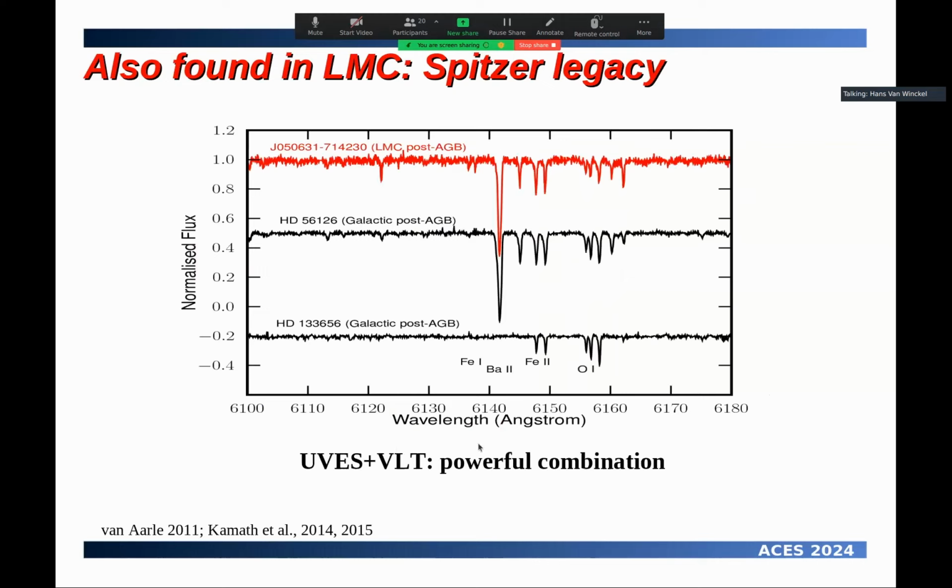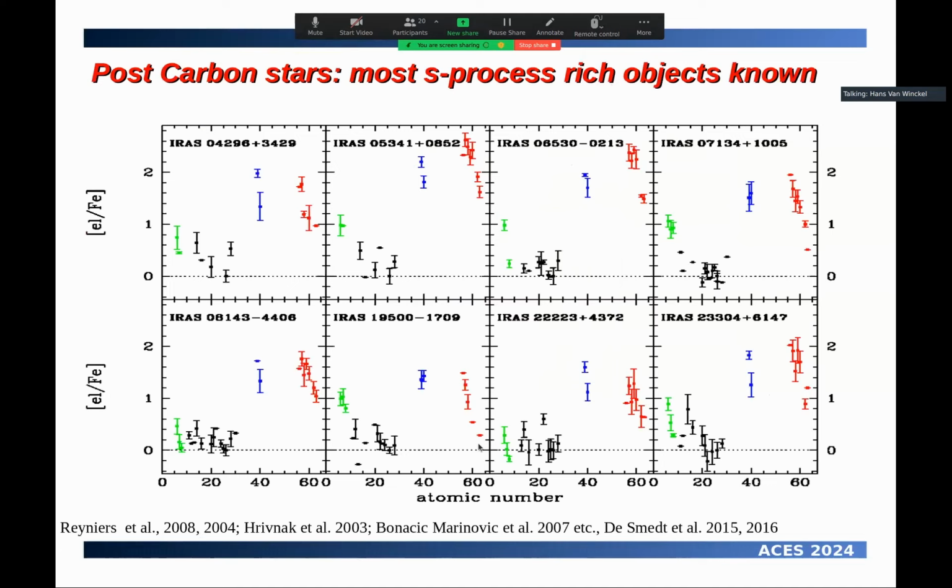So you see here, that was the picture I started with, a clear overabundance of barium in this case. The post-carbon stars, so the objects for which C over O is larger than 1, you see most of them are very S process enriched. You go up to 100 times the solar value. Although the abundances by number are still very low, of course, the abundances in absolute number are not very high. Your spectrum is often dominated by those S process lines because they have a very rich spectrum.